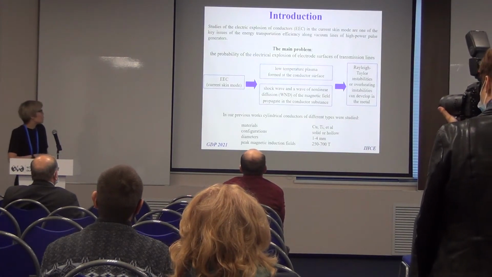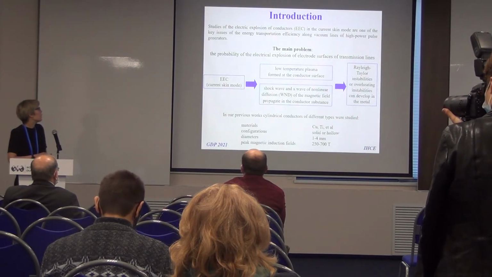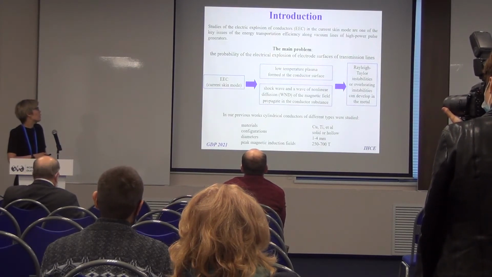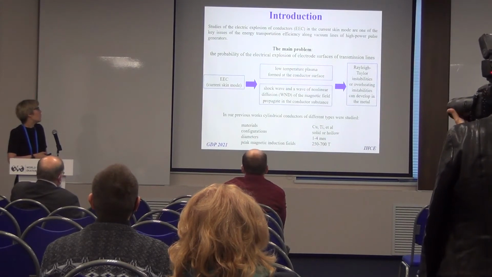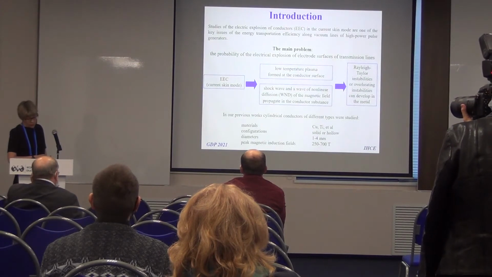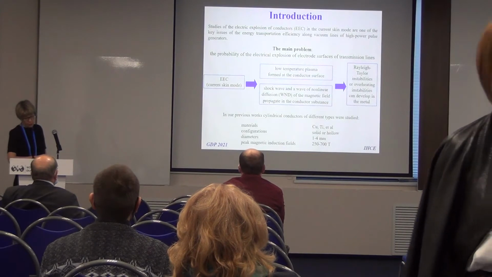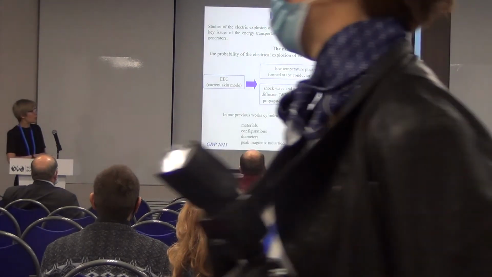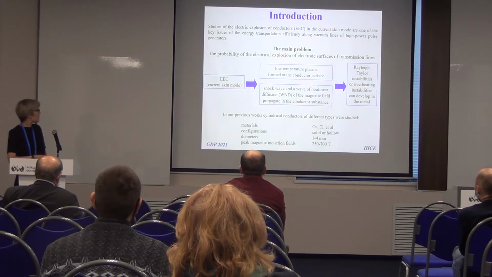Studies of the electrical explosion of conductors in current skinning mode are one of the key issues of the energy transportation efficiency along vacuum lines in high power pulse generators. Such generators may be used for different technical applications, for example, the implementation of controlled thermonuclear fusion schemes based on pinches. The main problem of these generators is a possible electrical explosion of the transmission line electrode surfaces.